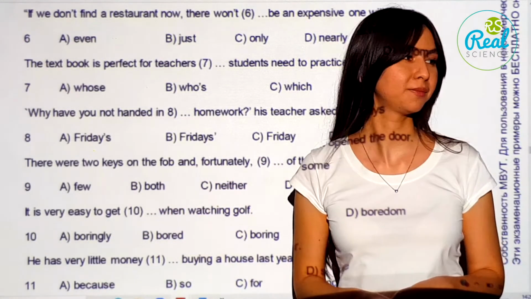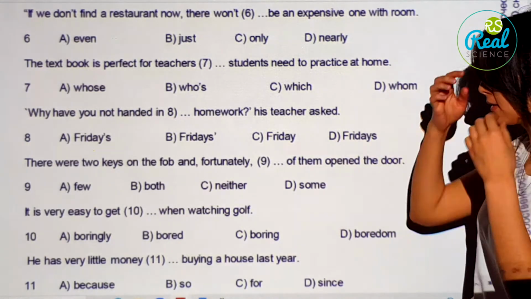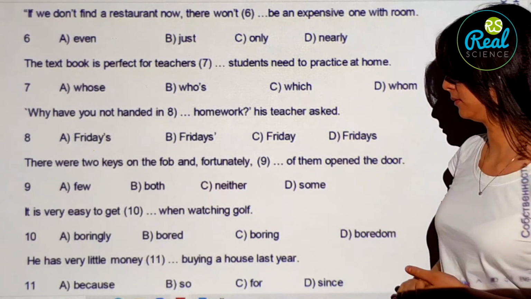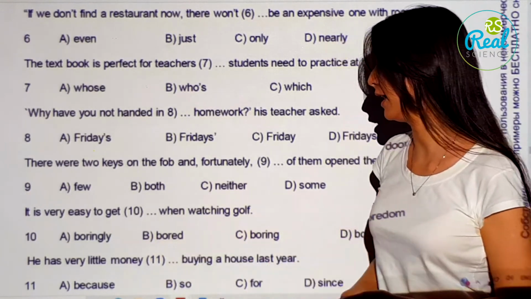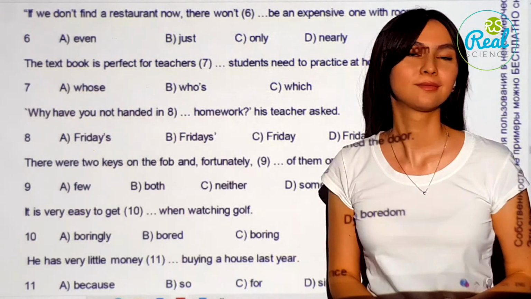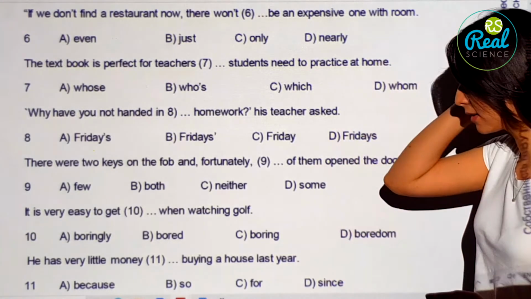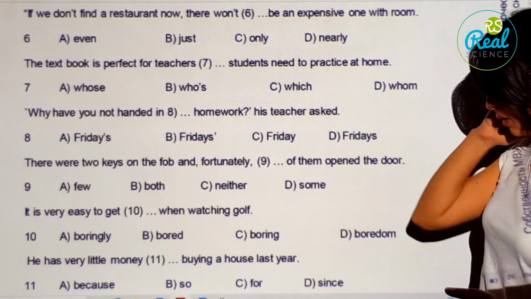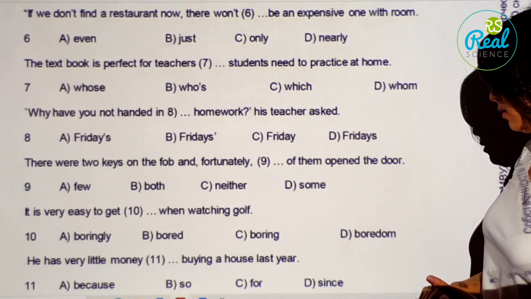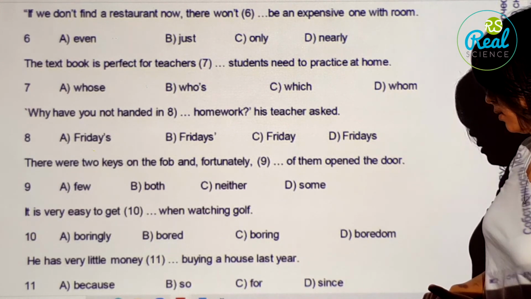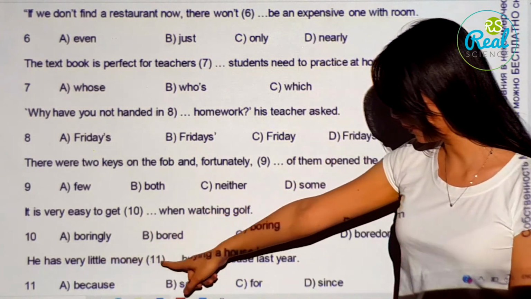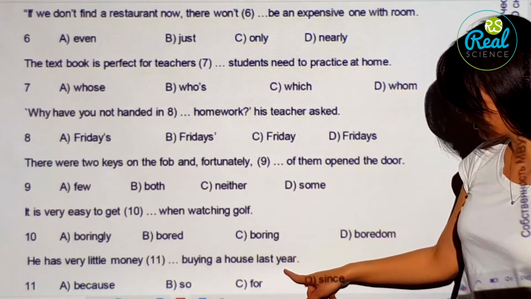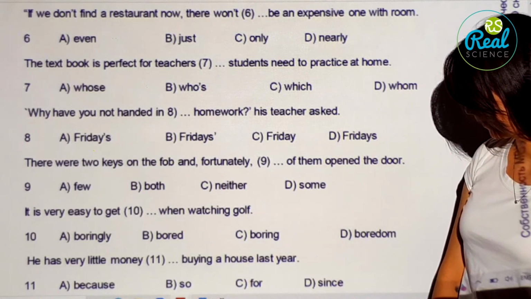Who wants to read? Can I? Yes. It's very easy to get bored when watching golf. B. Yeah, it's very okay. Good. B1. And the last, the 11th. Can I read? Yes. He has very little money since buying a house last year. No. Okay, look, guys. So he has very little money buying a house last year.